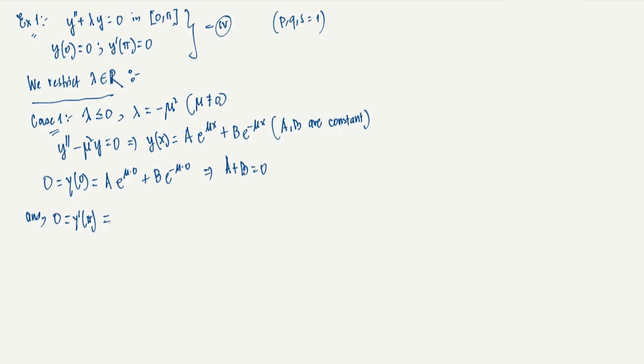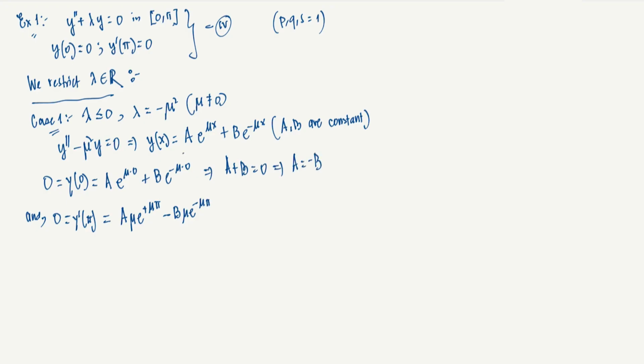Let's just understand what y prime of pi is. You can check from here. Y prime of pi is a mu times e to the power mu x minus b times mu e to the power minus mu x, right? And x is pi here, so let's just put that pi over here and see what happens. There will be pi here and there will be pi here. From this condition, we are getting a equals minus b.